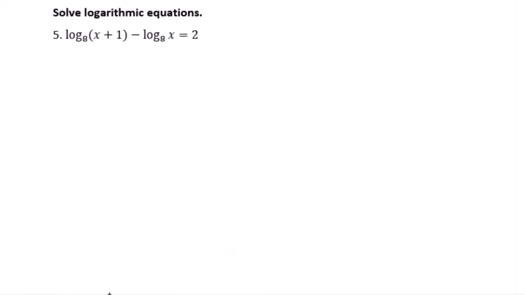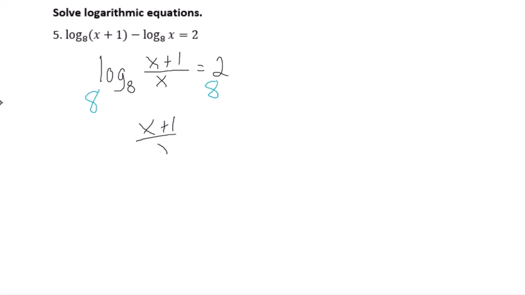Okay, so we have subtraction again. So that's going to mean division when we rewrite it as a single log. So x plus 1 on top with x on bottom equaling 2. Base is 8. So I'll put that down here, make that an exponent. So then we get x plus 1 over x equals 8 squared, which is 64. Multiply both sides by x, and you get x plus 1 equals 64x.